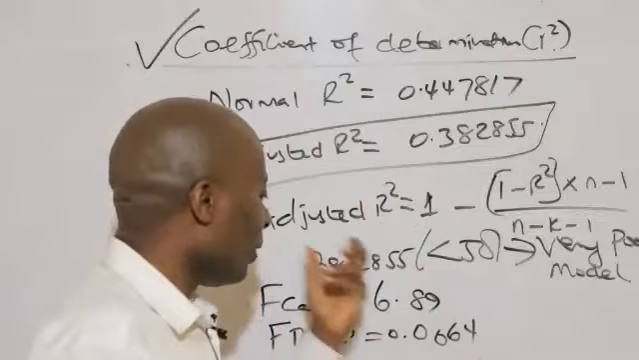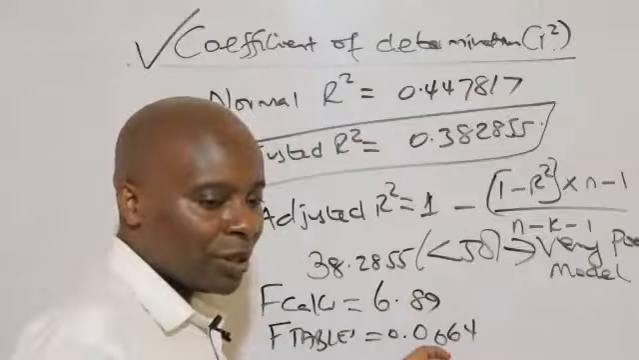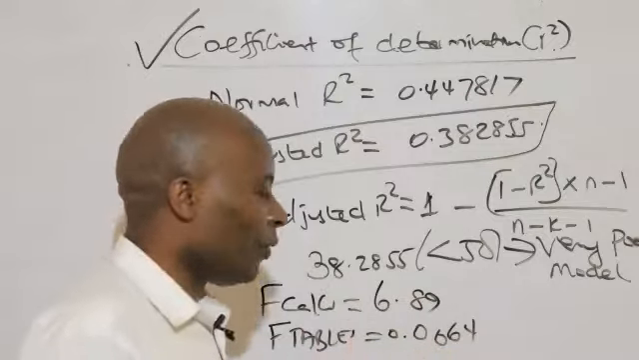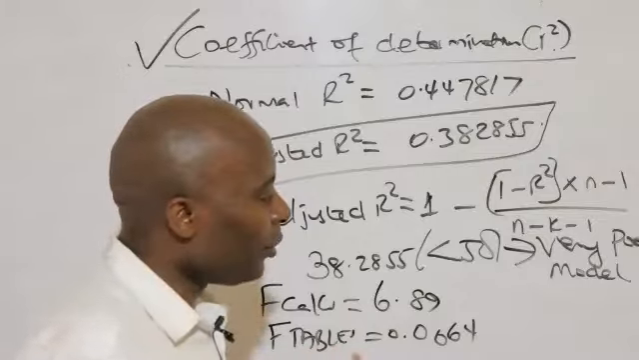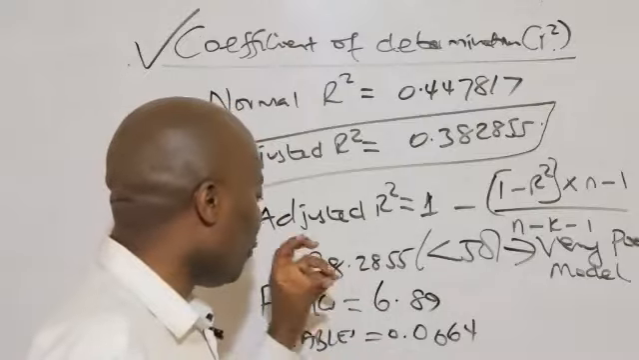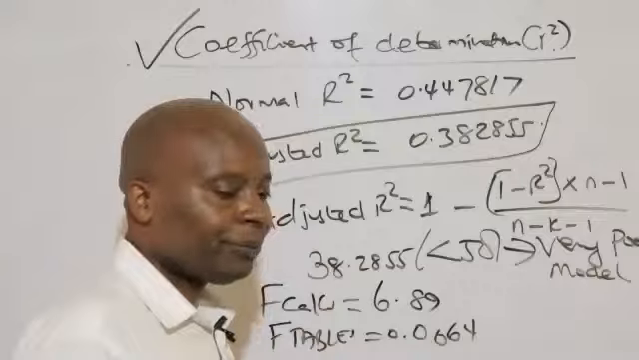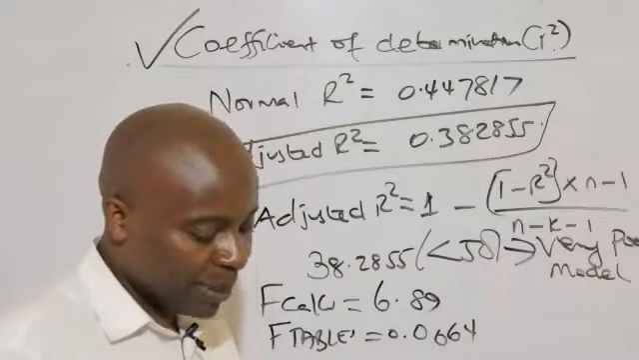So the F of the model is 6.89, which is more than this, meaning that the model is significant. So basically, it's like I'm doing a hypothesis. So I've been able to finish the one of F. Straight away now I'll go to the one of T. Now please embark on the one of T.